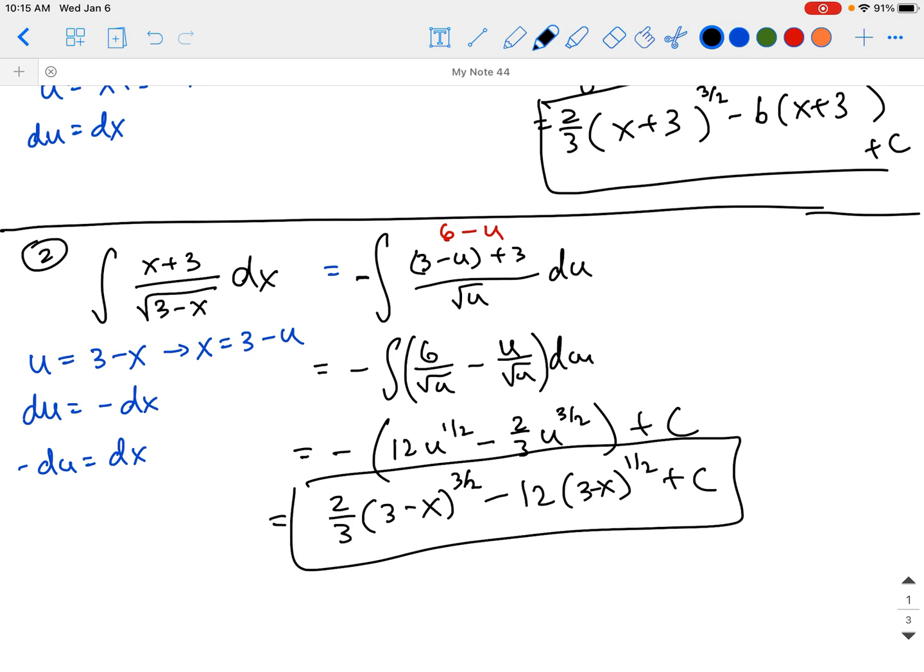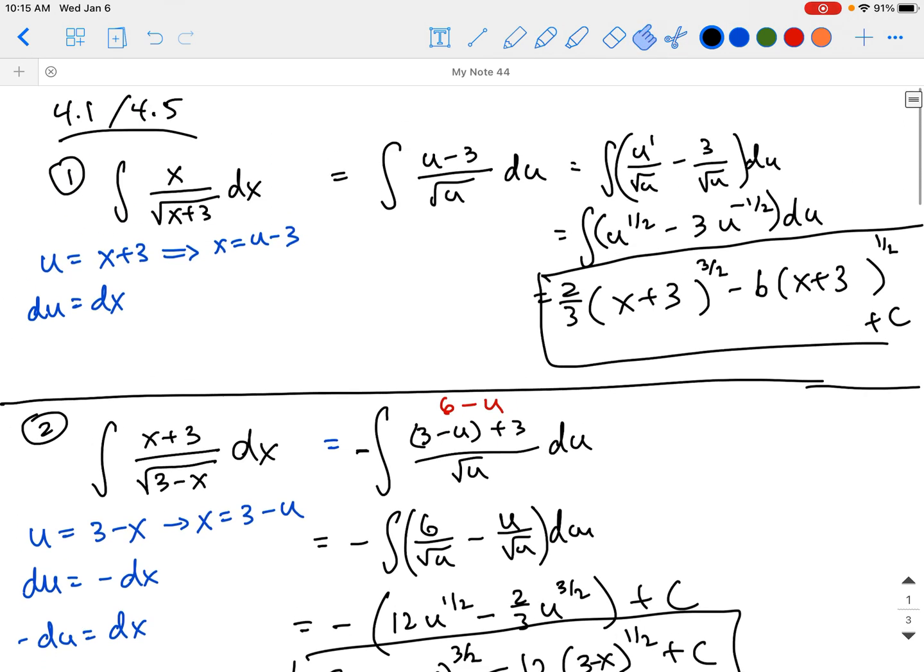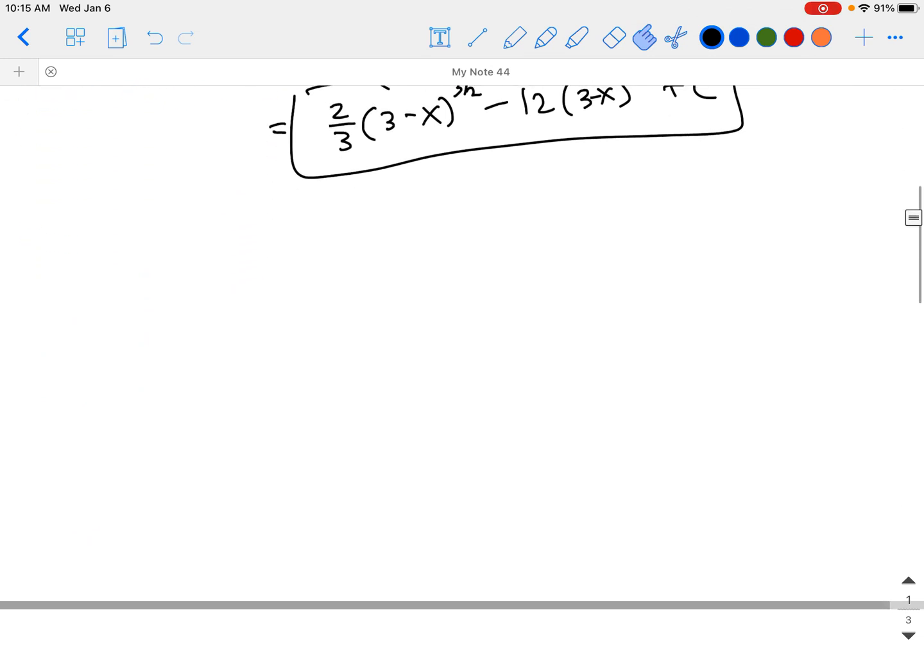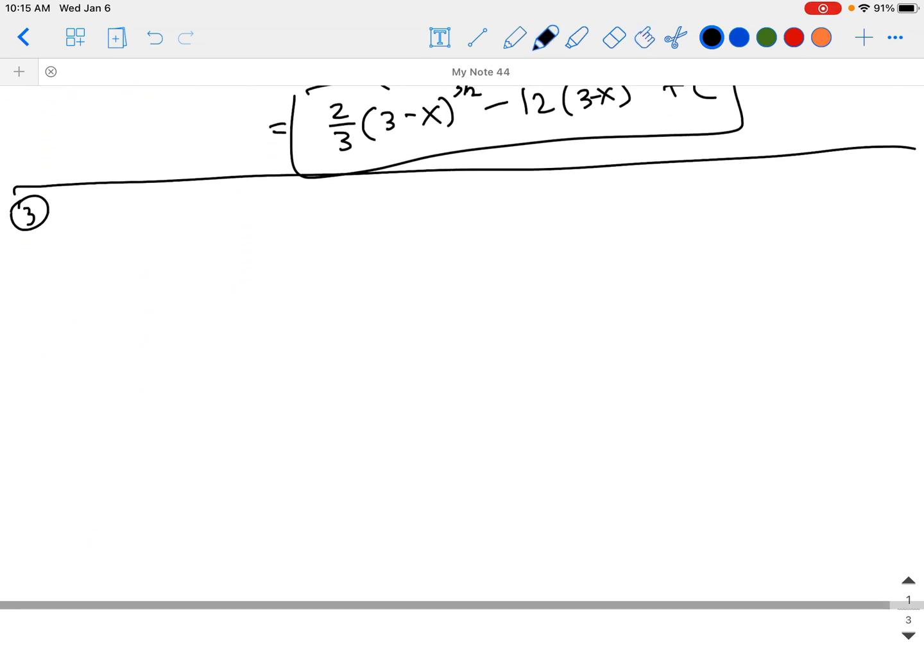So you can see that there's a lot of different variations that can work this way. All right, so let's go ahead and move on to a different example that is still going to be similar, I guess. So we're going to do the integral of 4x squared times the square root of 3 minus 2x.